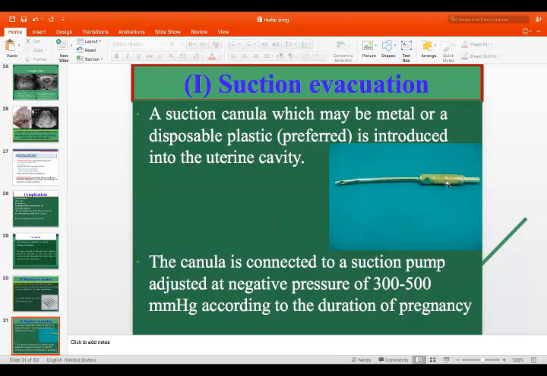This is the suction cannula. What we will do, we will attach from here to the suction machine, and after dilatation of the cervix, we will introduce it into the uterine cavity, and with in and out movement, we will start evacuating the uterine cavity. Once you start evacuating the uterine cavity, what will happen? These vesicles will come out, and the size of the uterus will start decreasing at the same time.